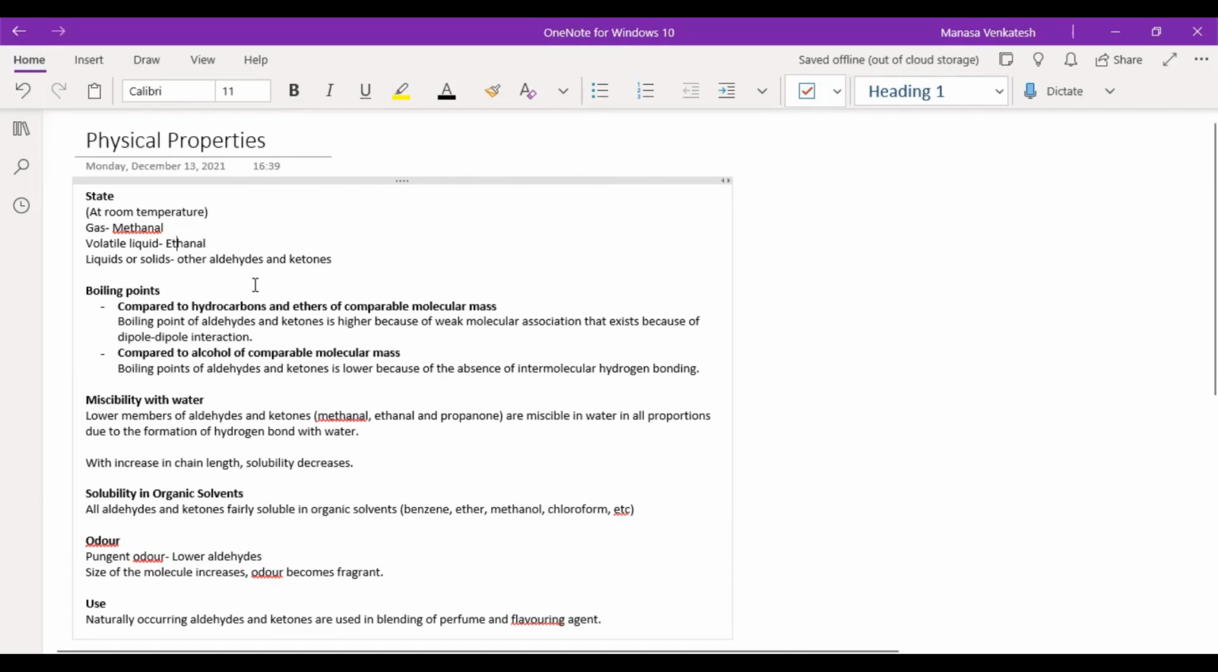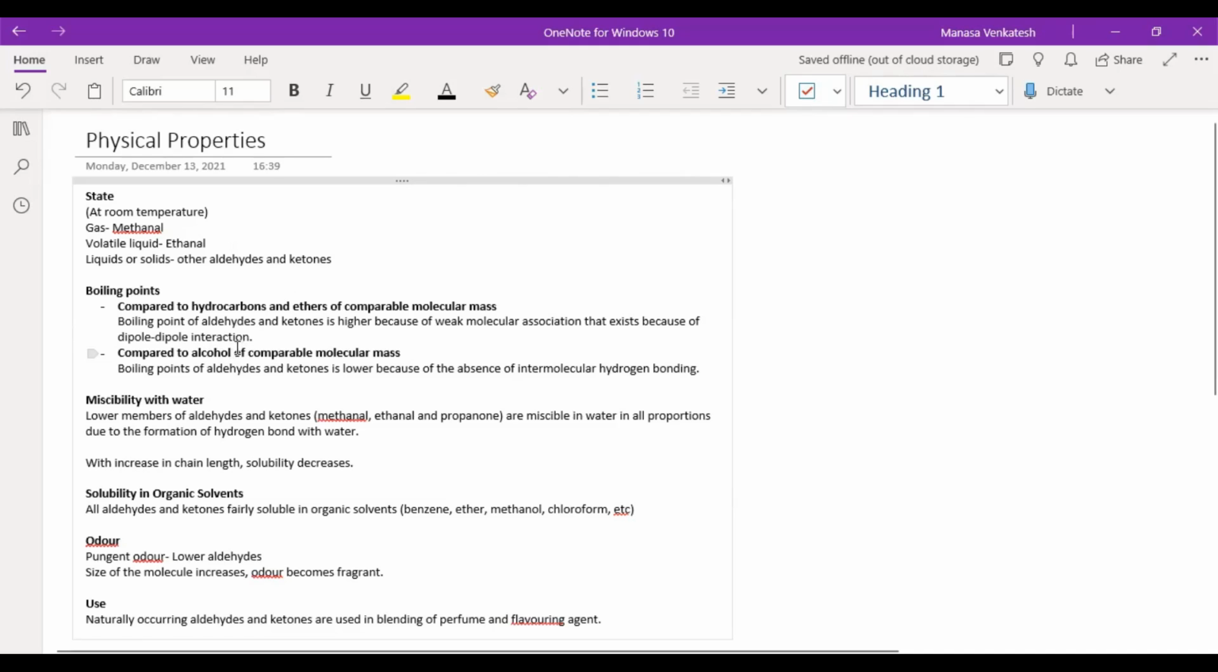Boiling points. Now, compared to other hydrocarbons and ethers of comparable molecular mass, aldehydes and ketones have a higher boiling point. And this is because of the weak molecular association because of dipole-dipole interactions. And we know that the carbon-oxygen bond has a dipole moment, and that makes the compounds have a weak molecular association. And this in turn is going to lead to a higher boiling point compared to ethers, hydrocarbons of comparable molecular mass. But they have a lesser boiling point compared to that of alcohols.